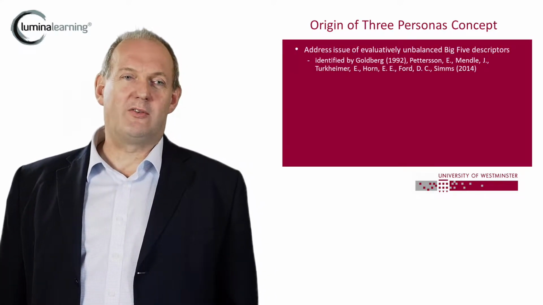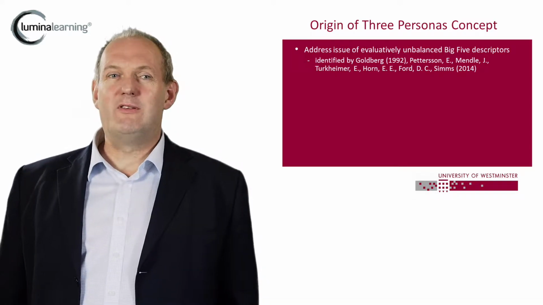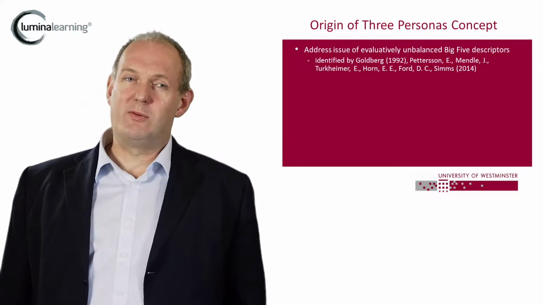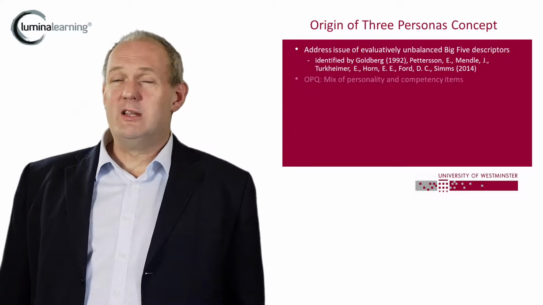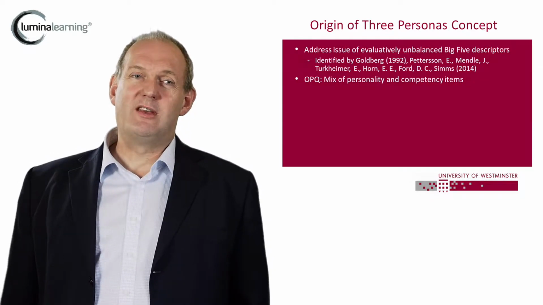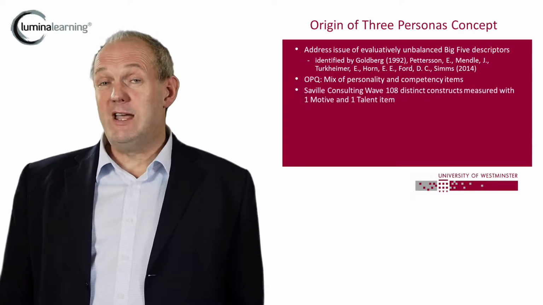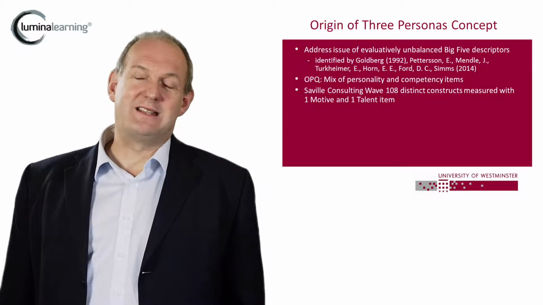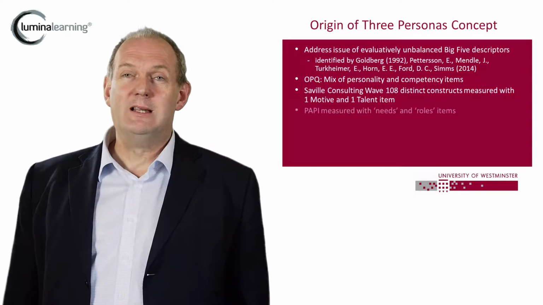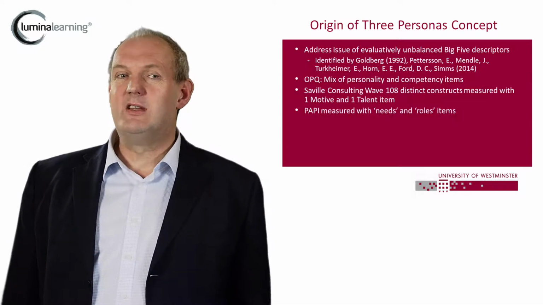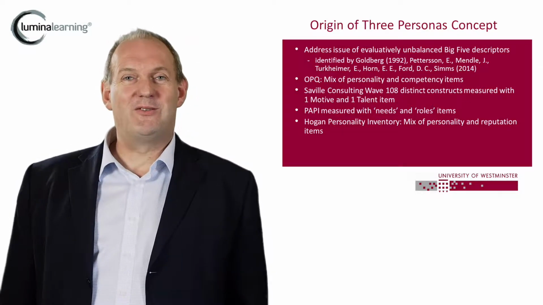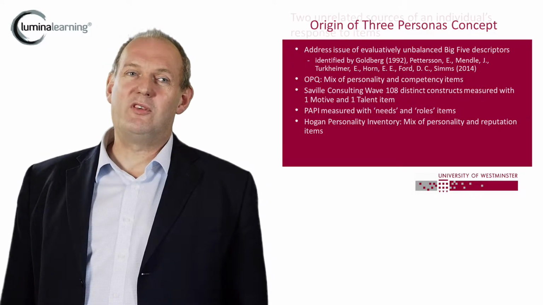Goldberg himself talked about the issue of evaluatively unbalanced descriptors and some of the issues which we're addressing in Lumina Spark. The OPQ had a mix of personality and competency measures within it. The Saville Wave model has of course got the motives and the talents, two different, if you like, alternative forms of persona in the same model. The PAPI of course measures needs and roles, and Hogan, well, you've got the bright side, the dark side, and different sorts of items measured in Hogan too.